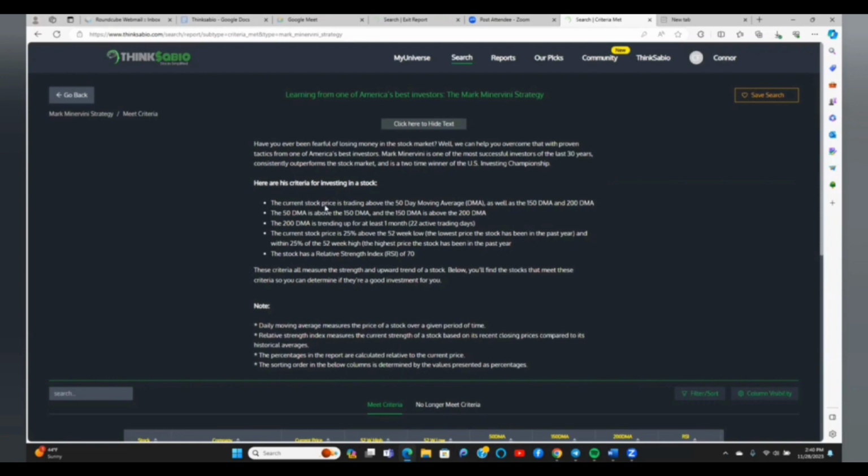First and foremost, he likes to have the current stock price trade above the 50-day moving average, which is the average closing price over the last 50 days, as well as higher than the 150-day moving average and the 200-day moving average. Some other criteria: he likes to have the 200-day moving average trending up for at least 1 month, 22 active trading days.